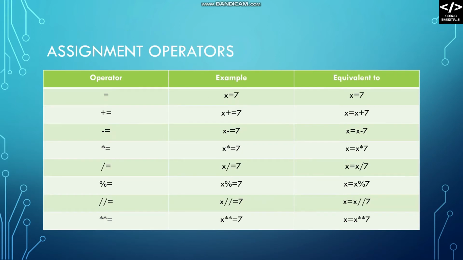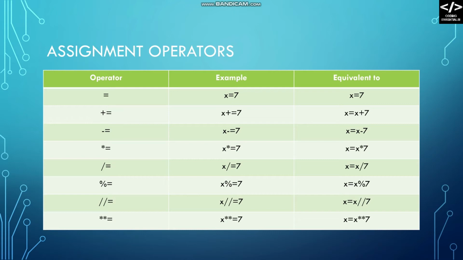Moving on to assignment operators. The operator equal to, for example x equals 7. Then comes plus equal. For example, if we want to update the value of x by adding a certain value, for example 7, then we write x plus equals 7, which is equivalent to x equals x plus 7. Similarly, minus equal means x minus equals 7. We will update the value of x by subtracting 7. So x equals x minus 7.